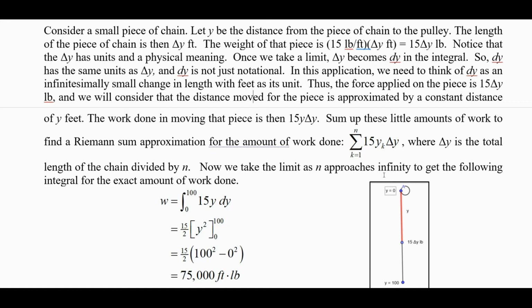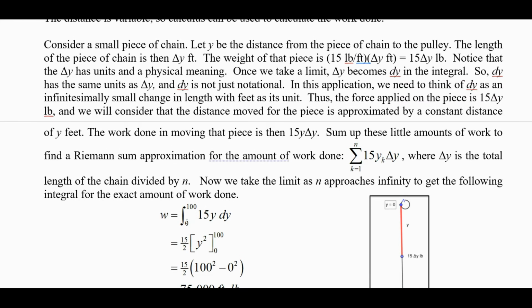So now we take the limit as n approaches infinity to get the following integral. And so once we take the limit as n goes to infinity, this becomes just 15y. This becomes dy. The sum becomes the integral. This s becomes that s. The sigma becomes the long skinny s for the integral. And that's the integral. Okay.